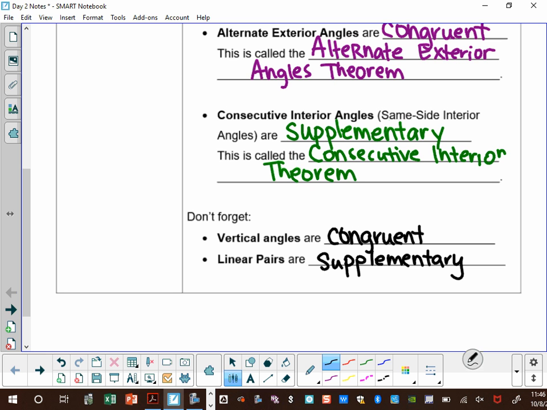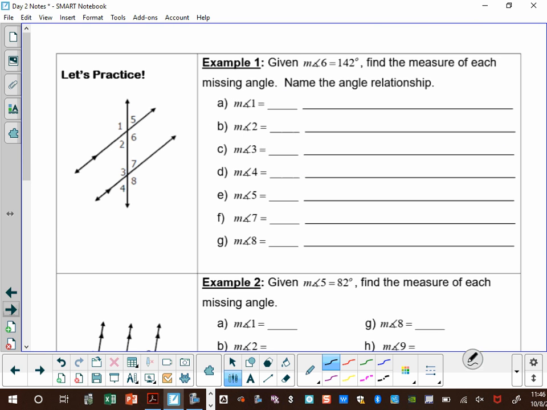So we're going to practice. You guys have this down? Yes. I'm going to write too fast, so just slow me down. Alright, let's practice. Example 1. Given the measure of angle 6, which is 140 degrees, find the measure of each missing angle and name the angle relationship. Full disclosure, you will see this again. You'll see it again like in 2 days on your quiz.